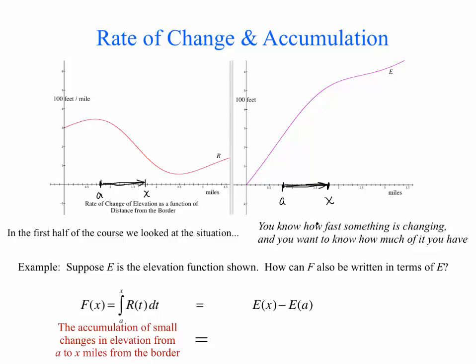So what is this reflecting? If this is reflecting an accumulation of small changes, what does E of X minus E of A reflect? Yeah, the total change, right? So the total change in elevation from A to X miles from the border. Sorry it's so low on the screen. Can everyone see that? Yeah, so it's two different ways of looking at the same quantity: by summing up bits of accumulation, or just by looking at it as a lump sum total amount of change.